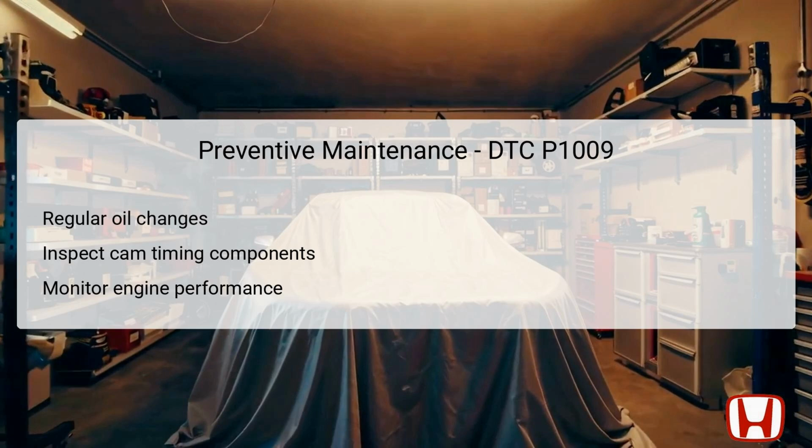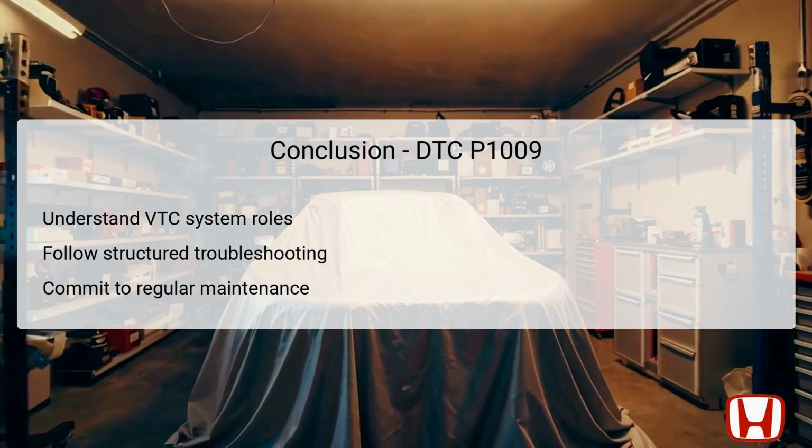By being proactive with maintenance and addressing any related issues as they arise, you can greatly enhance the longevity of the VTC system and ensure smooth engine operation. In conclusion, addressing DTC P1009 requires not only an understanding of the variable valve timing control system, but also a systematic approach to diagnose and remedy the issue effectively.